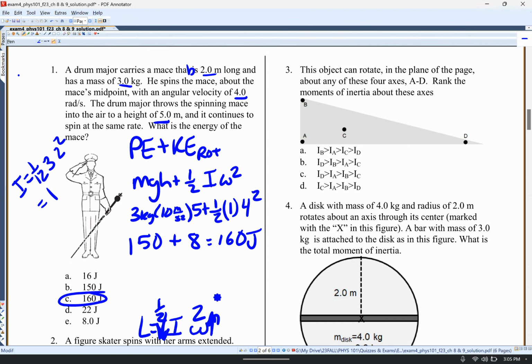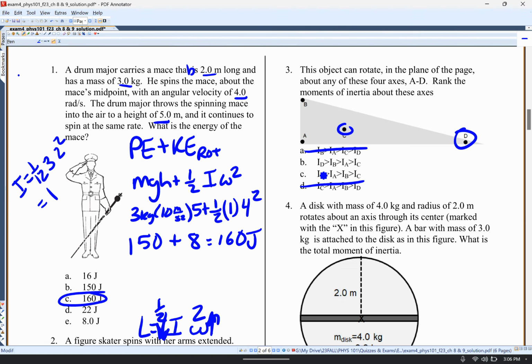All right, this object can rotate in the plane of the page. Rank them. Looks like I'm going from largest to smallest. I commented that this is my biggest moment of inertia because it's so far from all the mass, so I can get rid of any that don't have it, so I can get rid of those two. And I also commented that this is my smallest, but that doesn't help me any. So now I need to determine which is bigger, B or A.